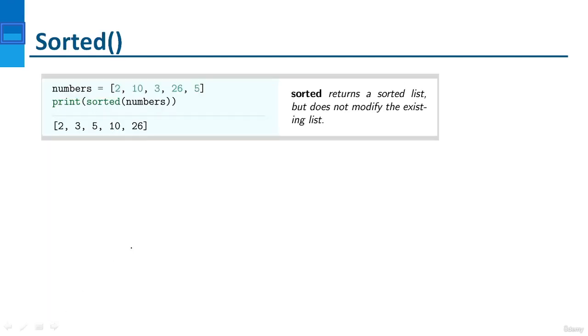Next, you can return a sorted list of elements by applying the sorted function on the list numbers. So you can see numbers are 2, 10, 3, 26 and 5. These are not yet sorted. Here you can see after performing the sorted function, and the input is the numbers list, it gets sorted and it will display the sorted list.